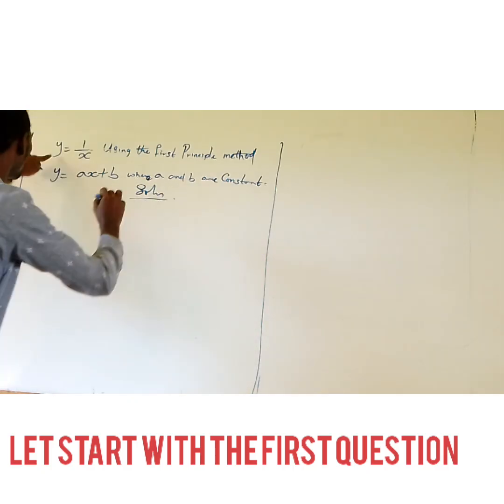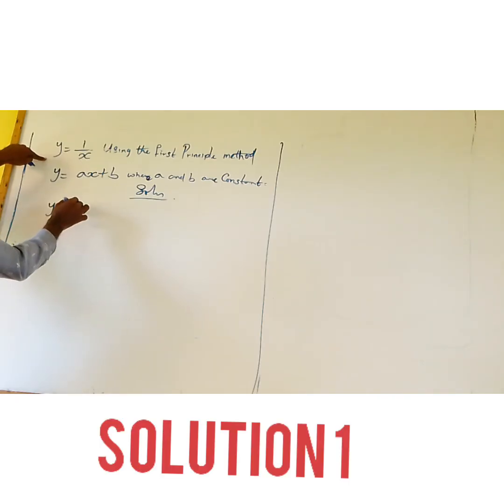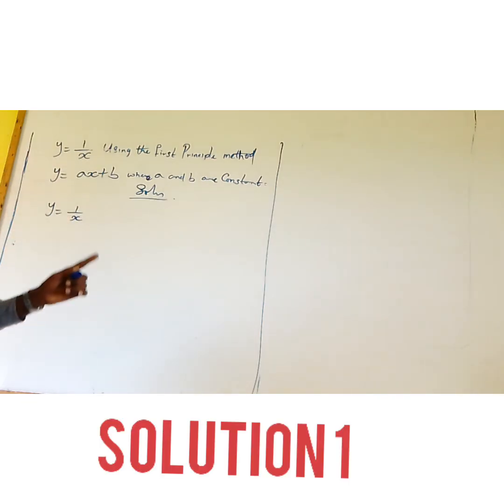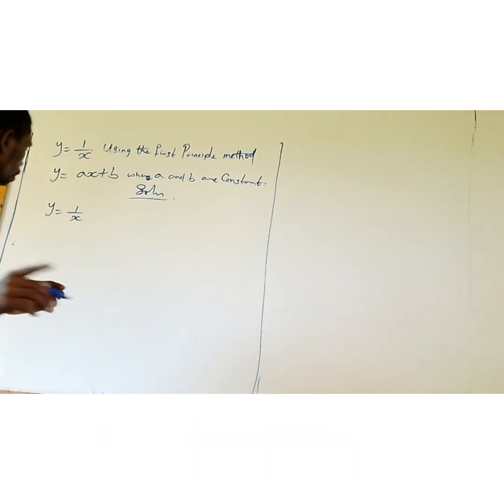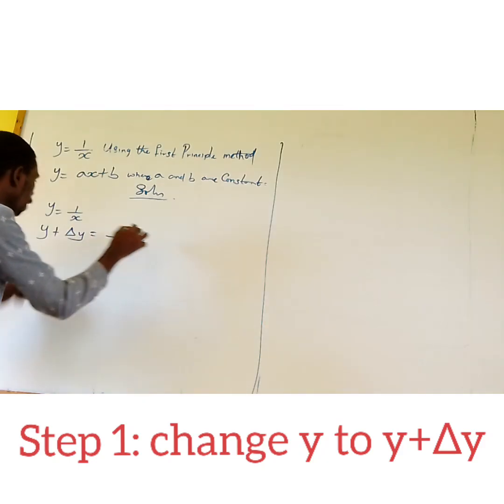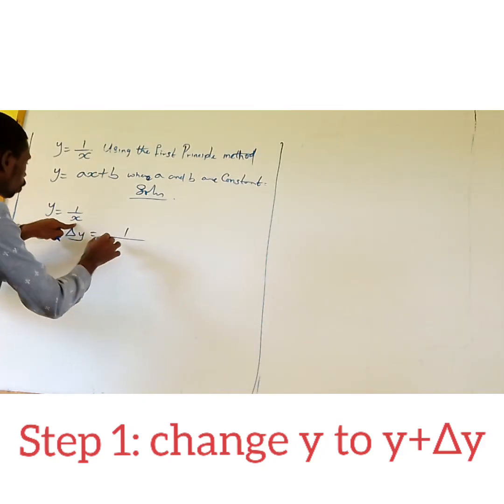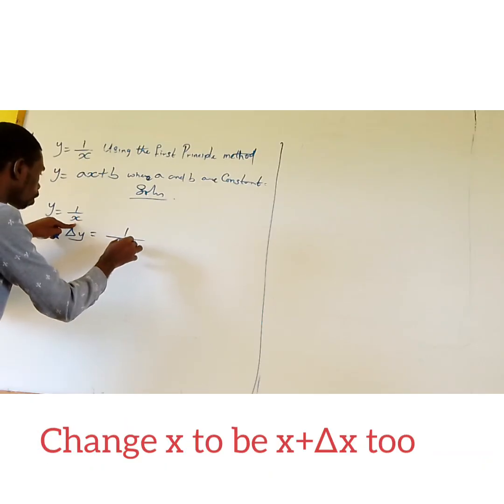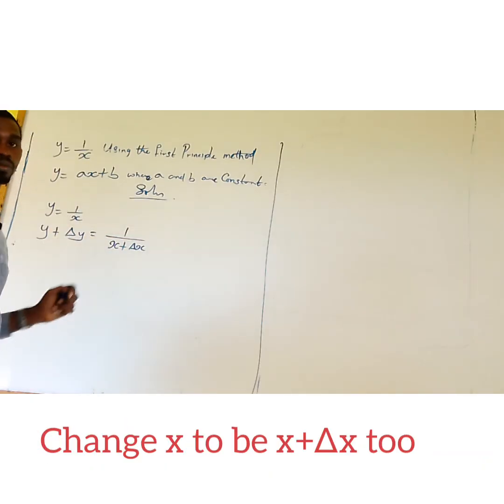Solution. y equals 1 over x. That's what we are given. The first step is to change this to become y plus change in y equals 1 over x, which also will change, to x plus change in x. That's it.